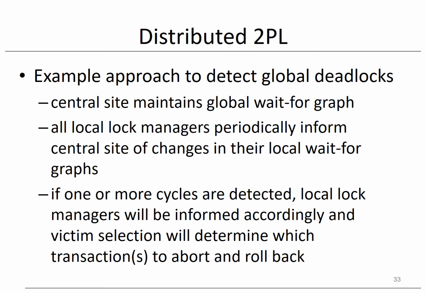There are different approaches to detect global deadlocks. For example, one location can be chosen as the central site to maintain the global wait-for graph. All local lock managers will periodically inform the central site of changes in their local wait-for graphs to update the global wait-for graph. If one or more cycles are detected, the local lock managers will be informed accordingly, and victim selection will determine which transaction or transactions to abort and roll back to resolve the global deadlock.